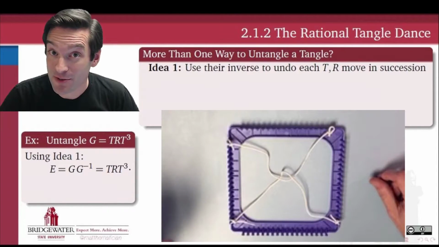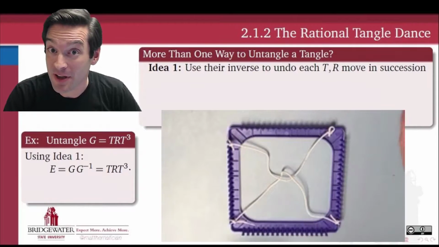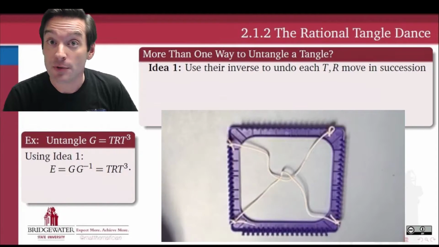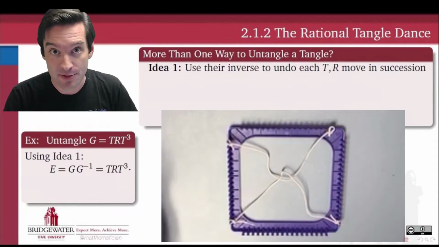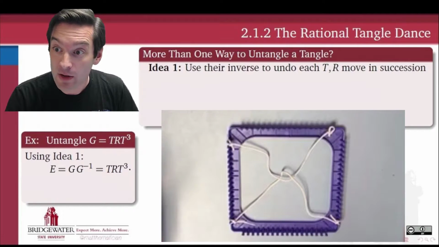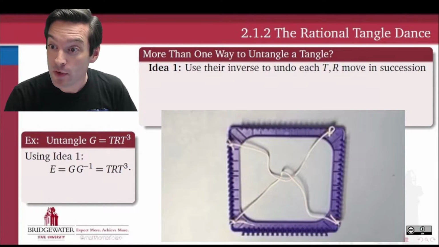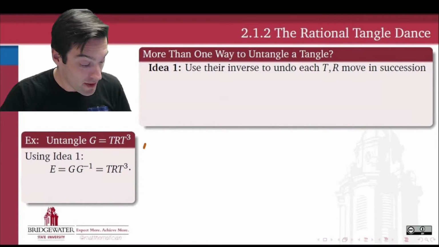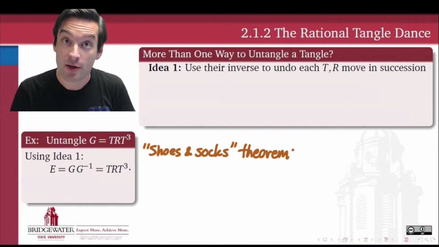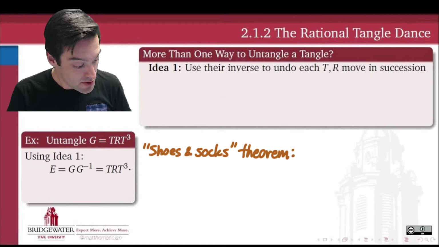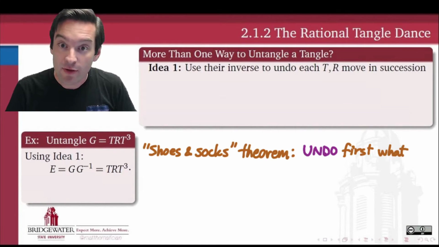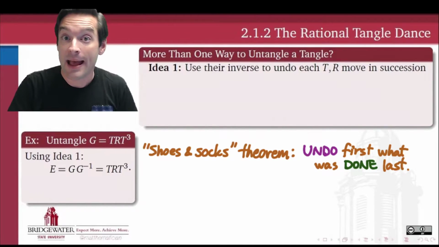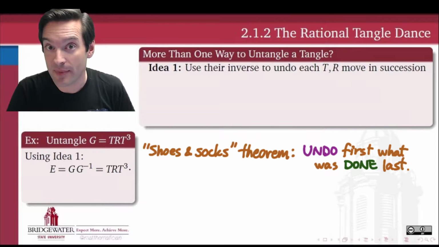If you make this tangle yourself, by the way, you might already spot a shortcut just in watching how the strands work. But if we take the naive approach, the one that we know will always give us an answer, we can invert this tangle just by inverting each one of the moves that we just did to create the tangle. And the algebraic principle that we need to do that is called the shoes and socks theorem. The shoes and socks theorem is just a reminder to us that the first move that we want to undo is the last move that we had to do to create my tangle.